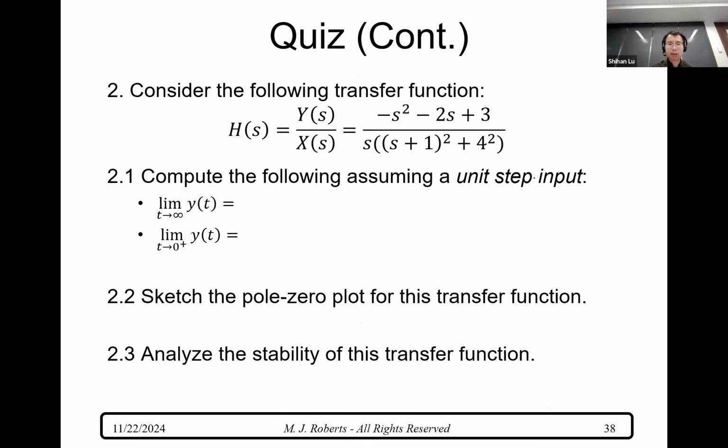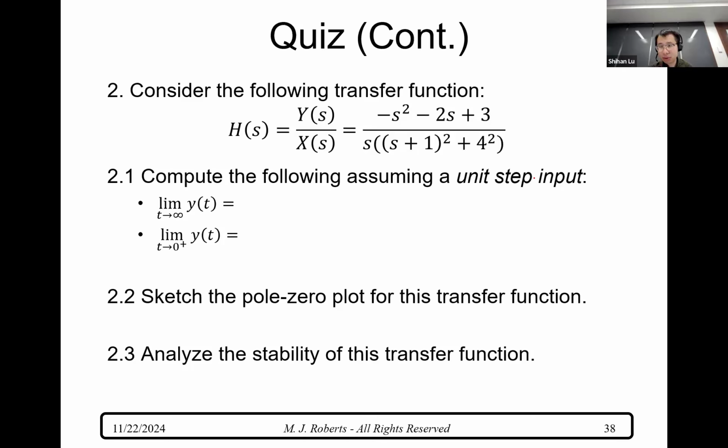The second question is about a transfer function you're given. We're going to analyze it first. Before analyzing, we're going to ask you to calculate some specific values in the time domain. First, the limit when t is approaching positive infinity: what will the system output be in the time domain? And the second is when t is approaching zero from the positive axis: what will the system output be, still in the time domain?